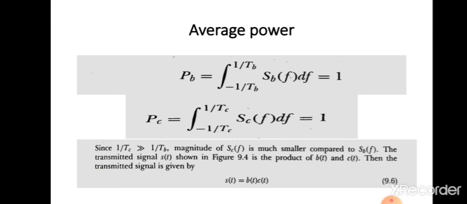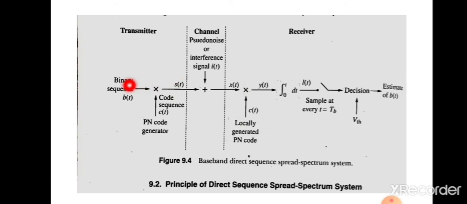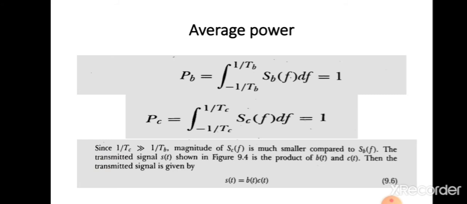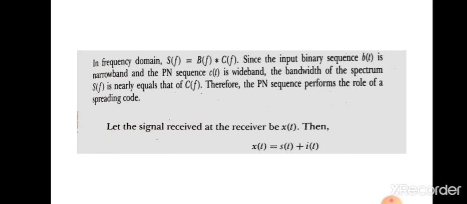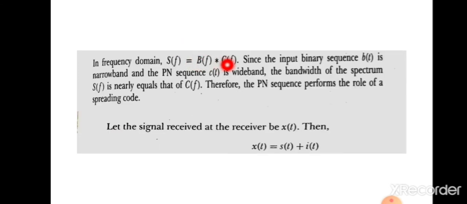So the transmitted signal S of t is the product of B of t and C of t. From this block diagram, the transmitted signal is given by S of t equal to B of t into C of t. Similarly, its frequency domain representation is S of f equal to B of f into C of f. And here you know that the input binary sequence B of t is narrow band, C of t is wide band. So S of t also will be a wide band sequence.